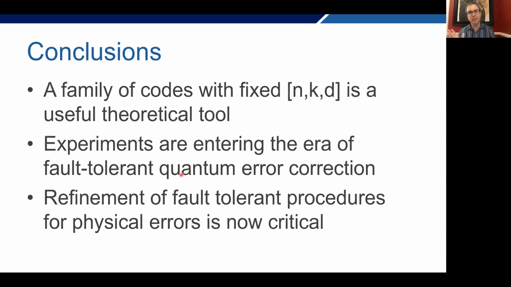So in conclusion, I think what's nice about these compass codes is it gives you a family of codes with fixed code parameters. I think it's really phenomenal that experiments are entering this area of fault-tolerant quantum error correction. And I do think that we need more refinement of fault-tolerant procedures for the physical errors that we actually have. And I think that's a common theme in this workshop.